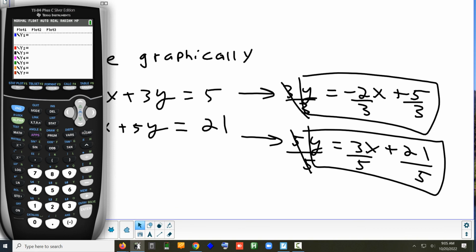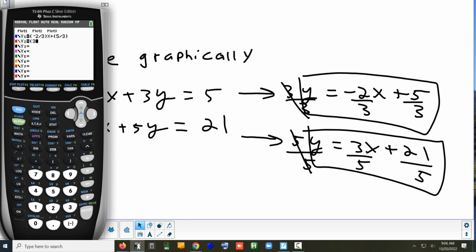Okay, so clear anything you got there. Because our slopes are fractions, you're going to want to use parentheses. So let's do negative 2/3 x plus 5/3. Just like that. Okay, so we got the top one. Hopefully you guys got the bottom one typed in: 3/5 x plus 21/5. Okay, we'll do a zoom 6. Remember, you may have to zoom out to see what's happening, but I think we're going to be fine.